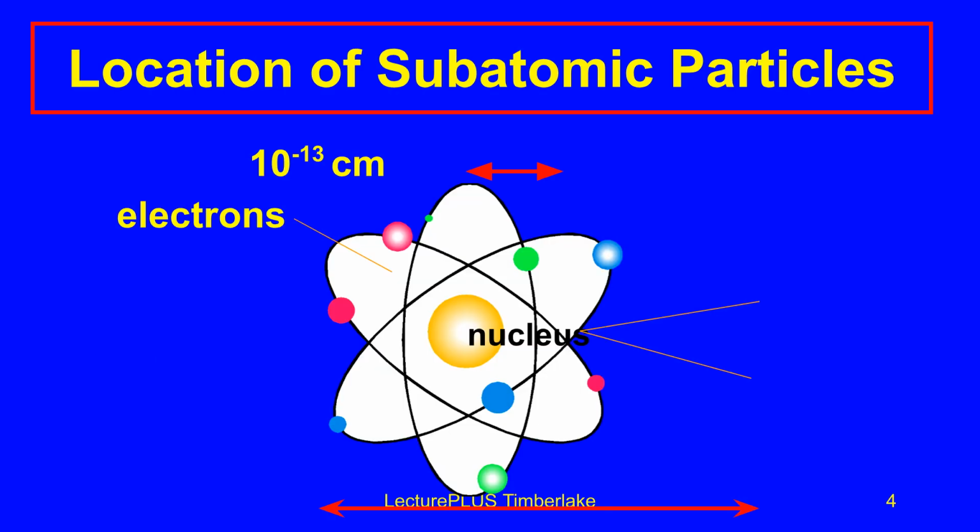Within an atom, protons and neutrons reside in the dense central nucleus, which is about 10^-13 cm in size. Electrons orbit the nucleus in a much larger region, roughly 10^-8 cm in diameter.